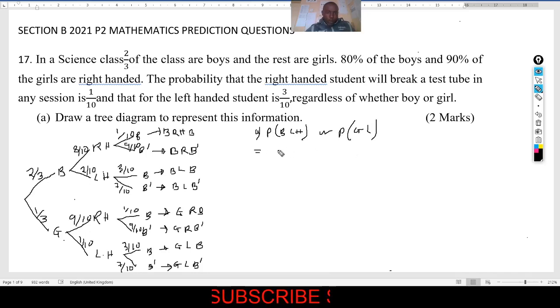which is equal to probability of boy is 2/3, and left-handed for a boy is 2/10. Then plus, or means we add, probability of a girl is 1/3 times probability of a girl left-handed, which is 1/10.